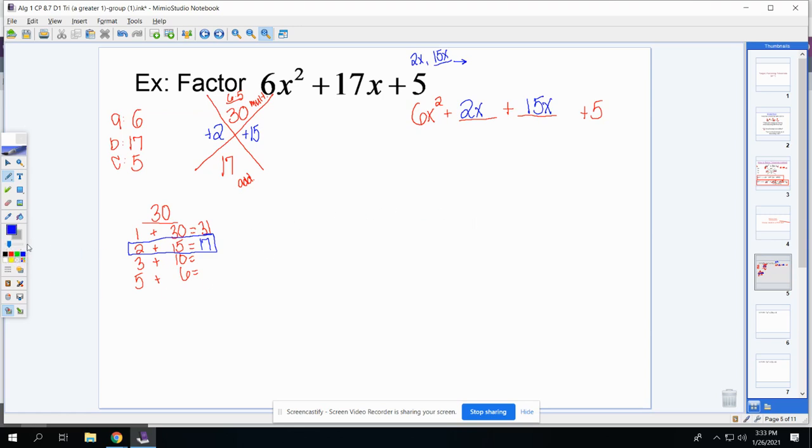Now that we have this, we need to turn this into a grouping problem. So I'm actually going to rewrite this so you can see it all in one color. 6x squared plus 2x plus 15x plus 5. Got all of that in the same color now. And we're going to turn this into a grouping problem. So we're going to have a red, and we are also going to have a blue.